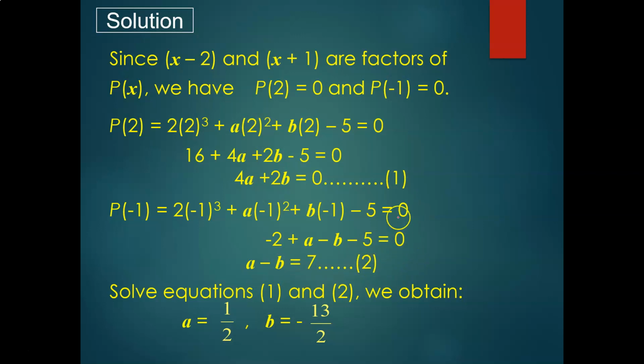So what happens when you have two equations? You're going to perform simultaneous equations. You solve equations 1 and 2. Either you substitute 1 into 2, or you subtract. So there are two ways: either using substitution, 1 into 2 or 2 into 1, or you want to subtract these two equations. And you will obtain a equal to half and b equal to negative 13 over 2. Okay.